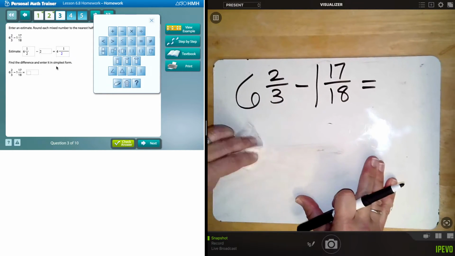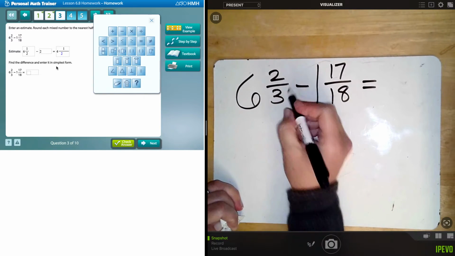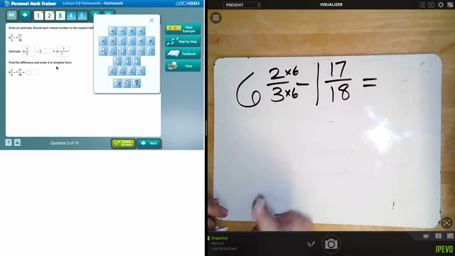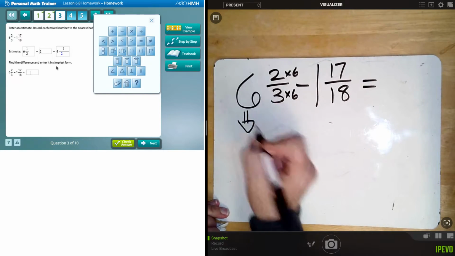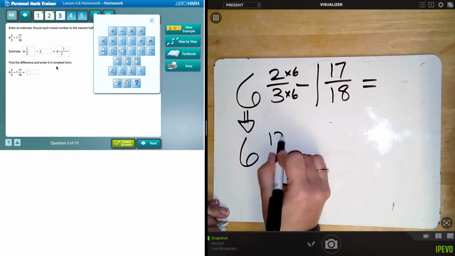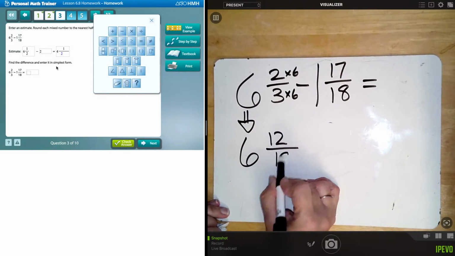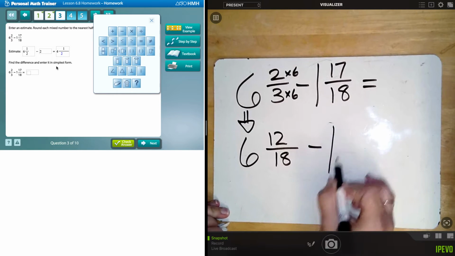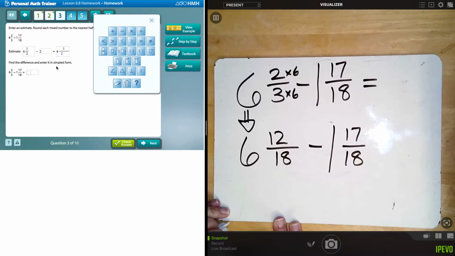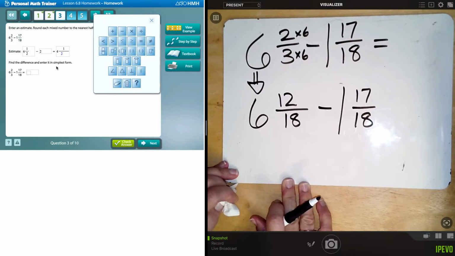So I have to convert this fraction. And I'm going to multiply the top and the bottom by 6. So now this kind of comes down. I'm going to rewrite it. 6 12 over 18 minus 1 17 over 18. Are you already predicting what I'm going to do?